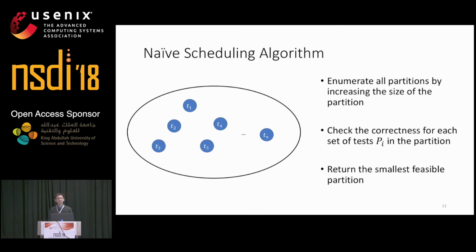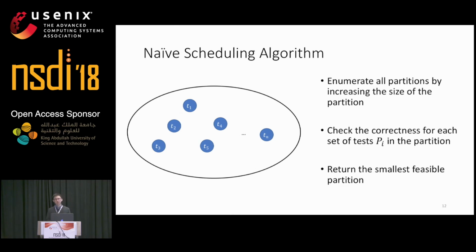So now we have seen how we can define correctness by scheduling multiple tests. So what can we do in order to schedule the test traces to achieve such a correctness notion? Well, a very naive solution would be enumerating all possible partitionings of the set of test traces. Then for each partitioning, we check whether each partition is correct with respect to the definition we proposed. And we return the first feasible solution, which is guaranteed to be the smallest.